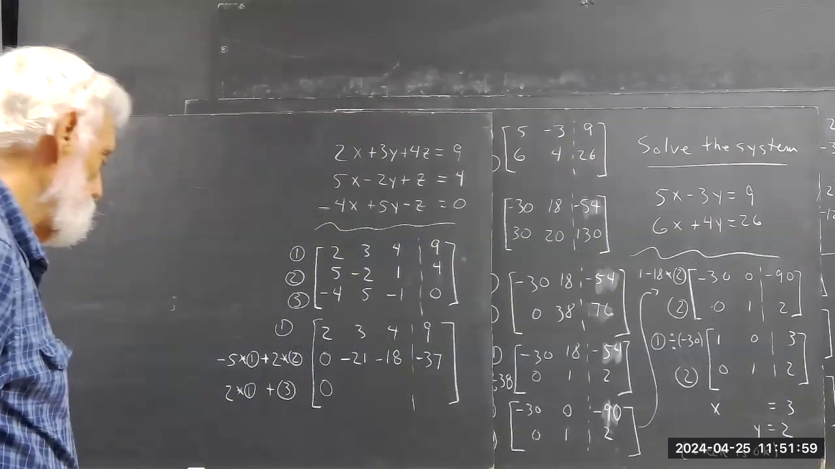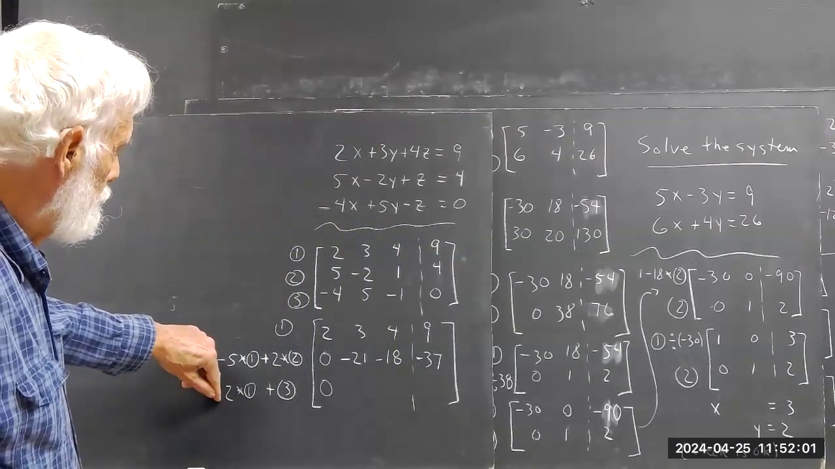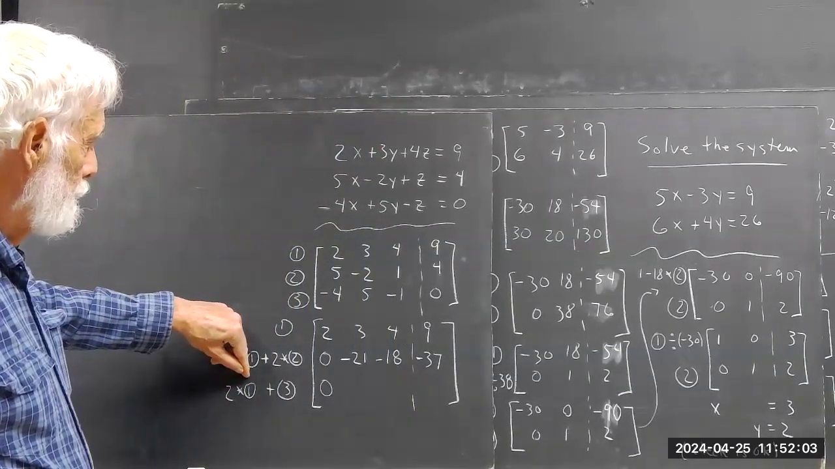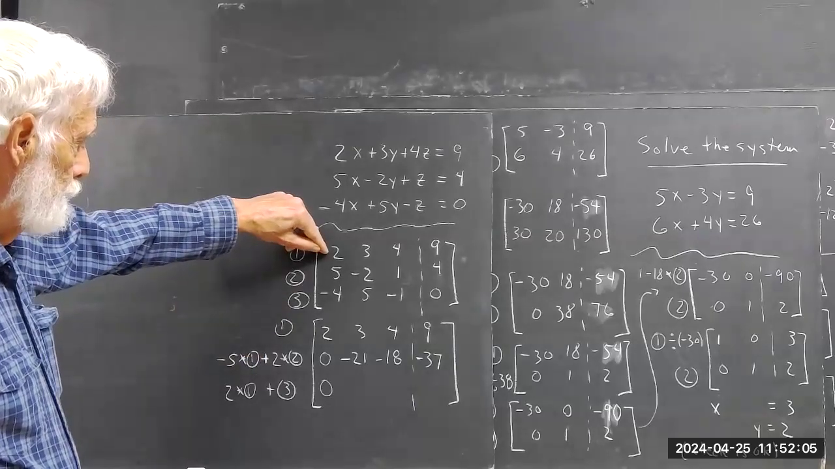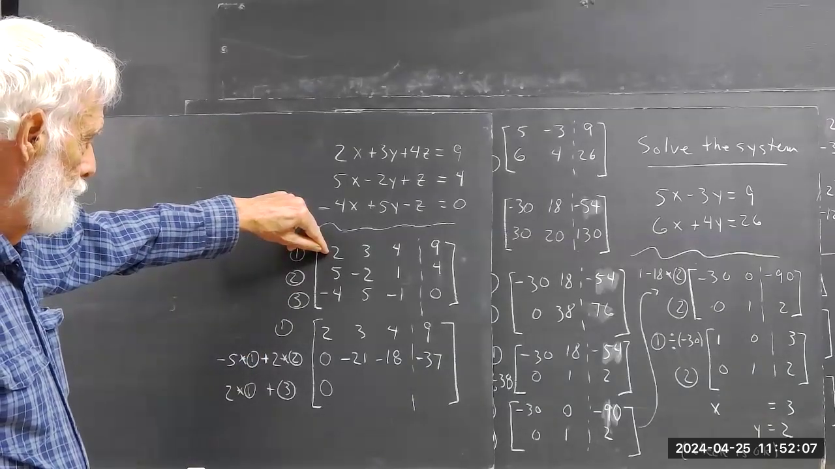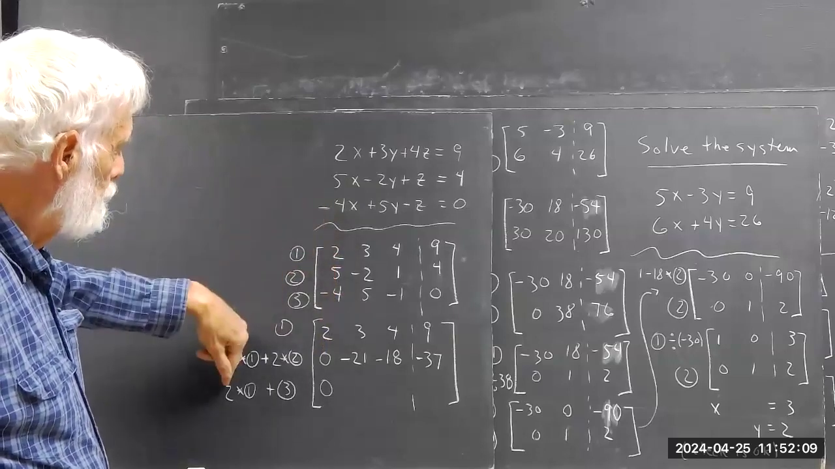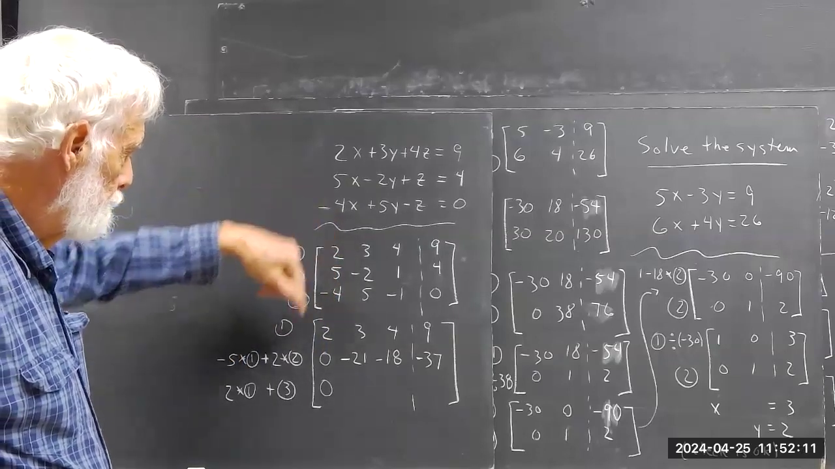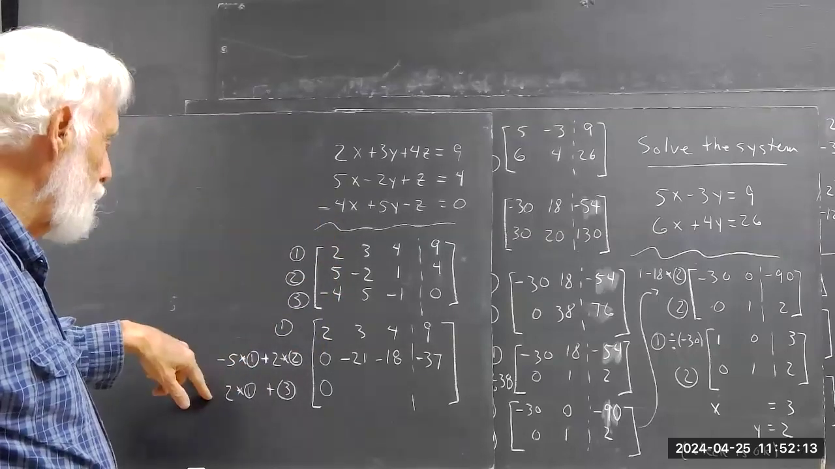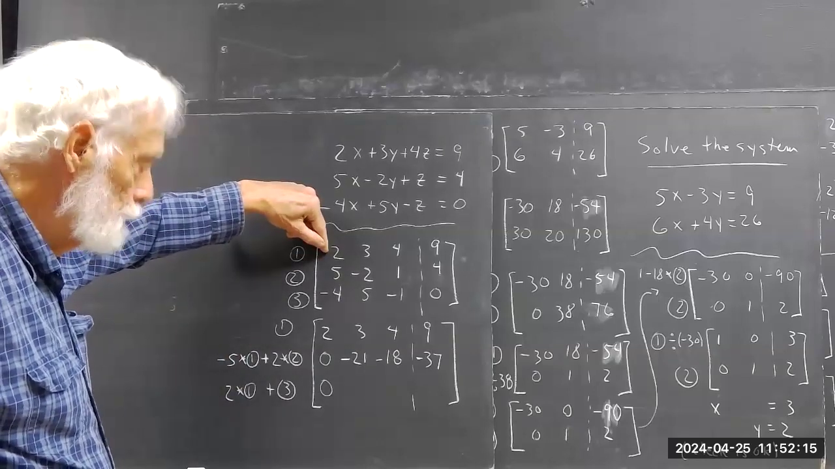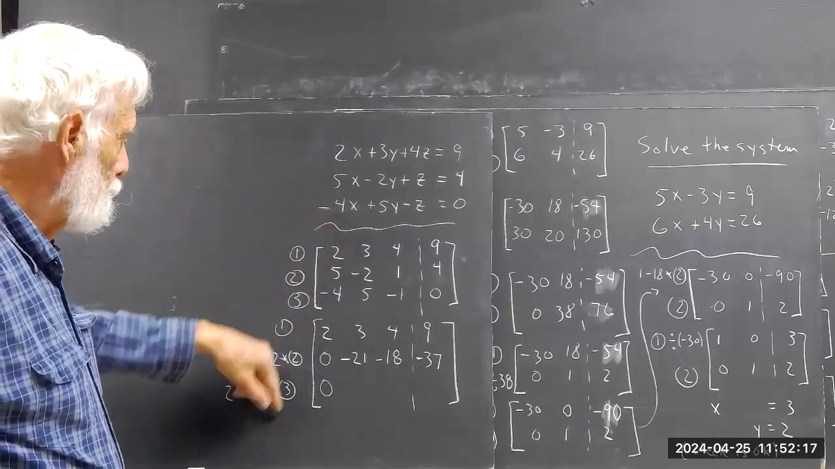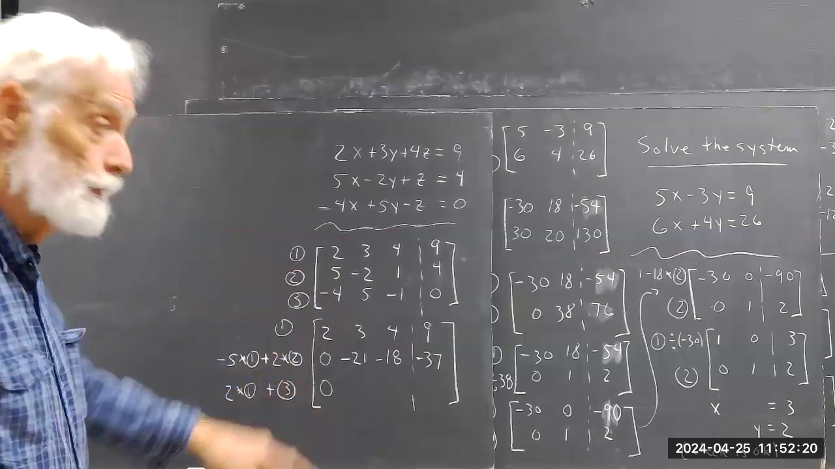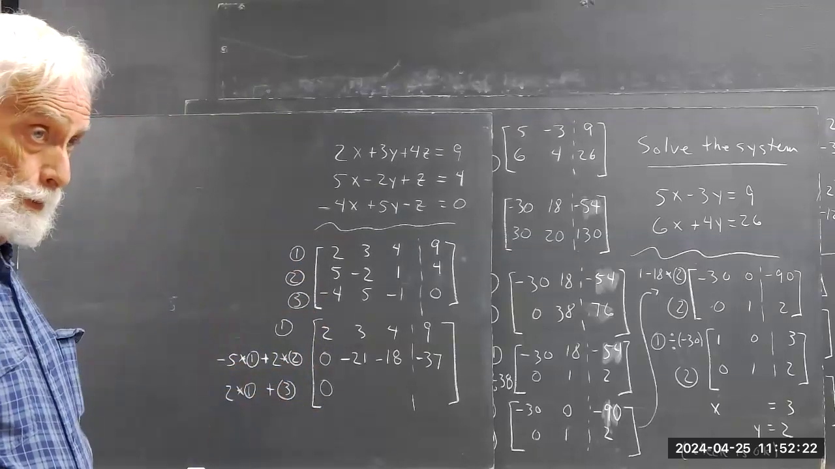Okay. Now, looking at the first column, 2 times the row 1 number is 2. 2 times the row 1 number is 2 times 2, which is 4. And the row 3 number is -4, and they add up to 0. Okay?